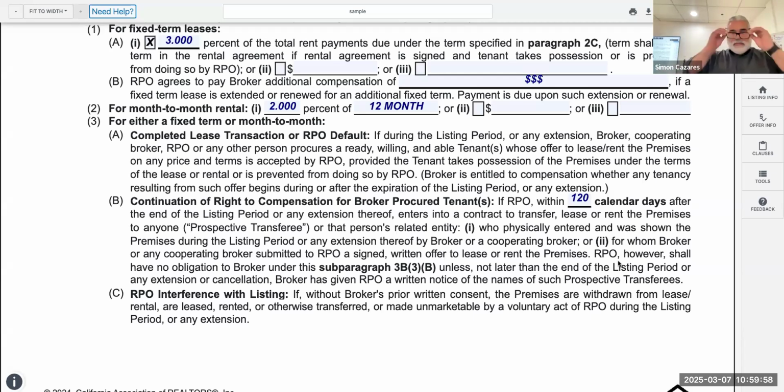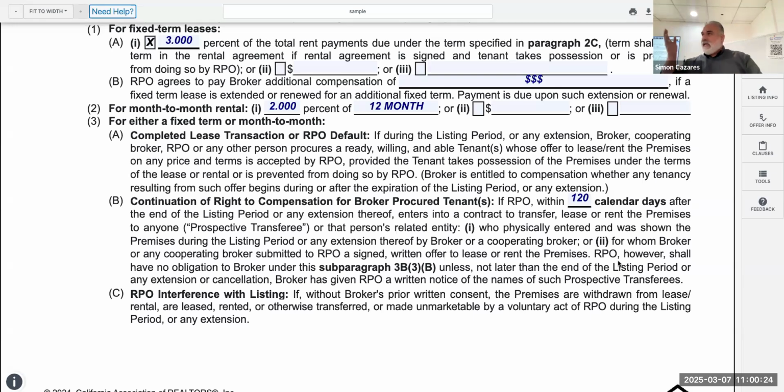Meaning, so what this means, in order to protect yourself from losing an opportunity to collect a commission, is that as soon as you know it's going to expire or cancel, you want to provide a list of anyone that you showed the place, submitted an application. So you want to keep proper documentation in place.